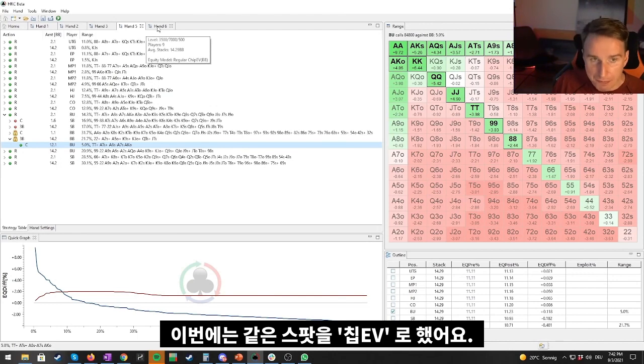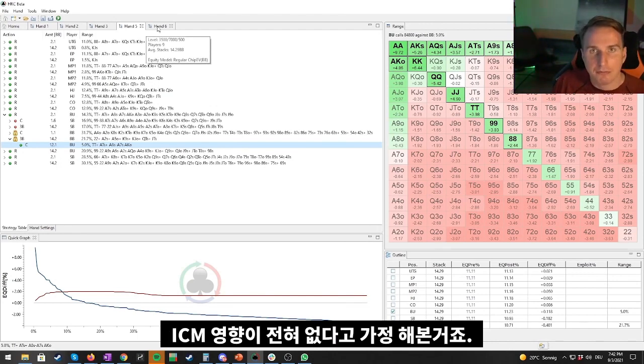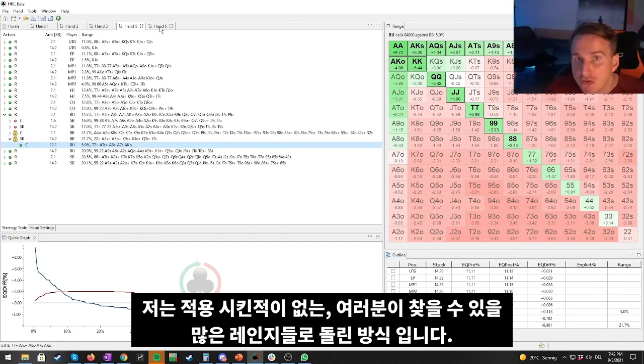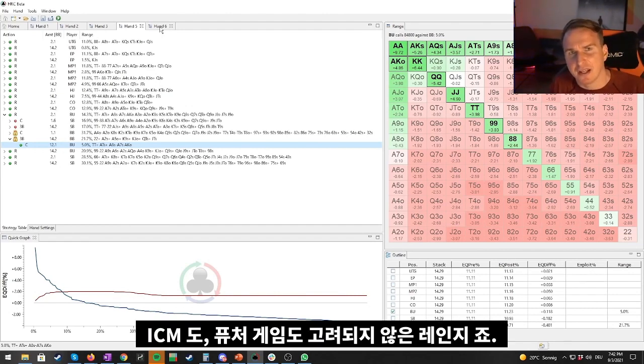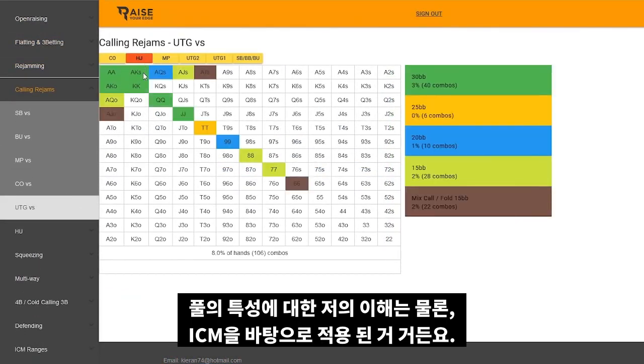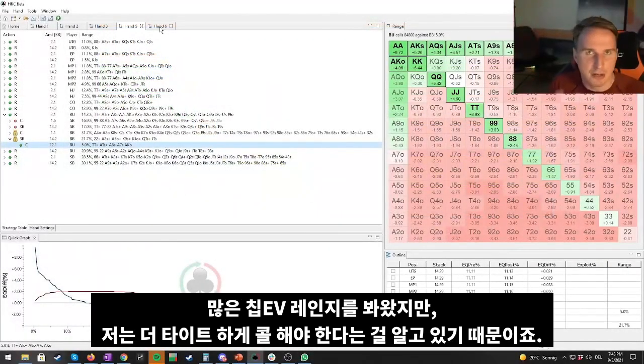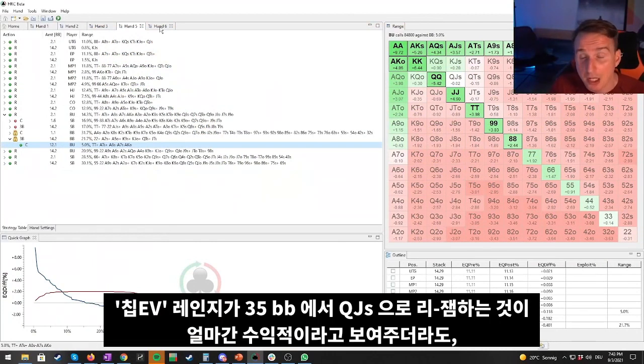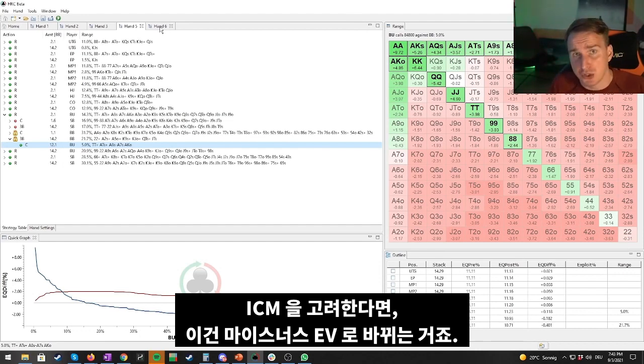I did the same now for chip EV, basically assuming we have no ICM influence. This is the way you would see a lot of the ranges that you will find out there that have not been adjusted, just copy-pasted, and don't consider ICM and not even future game. That's why you will see the ranges in the Turn Masterclass have been adjusted based on my understanding of how the population plays, but also based on ICM, because I've seen a lot of these ranges and I know that we're supposed to be calling off tighter and not gamble that much in the early stage of a tournament, even though chip EV tells you to rejam Queen-Jack suited for 35 big blinds shows you somewhat of a profit, but if we consider ICM, it might actually turn minus EV.